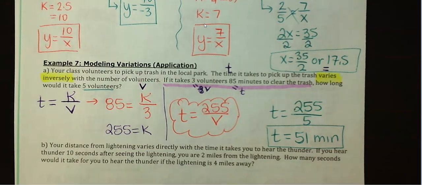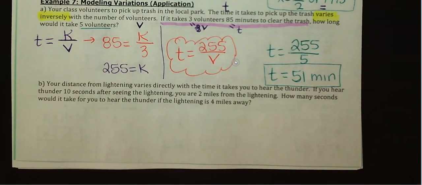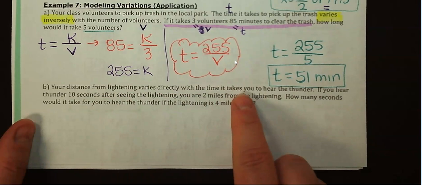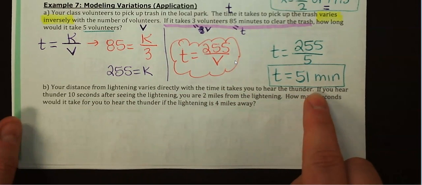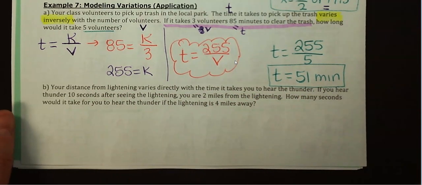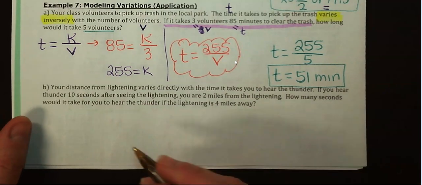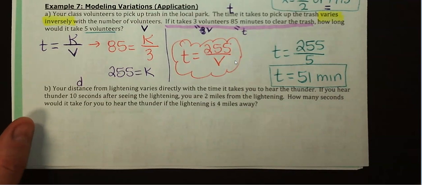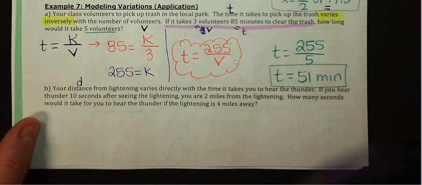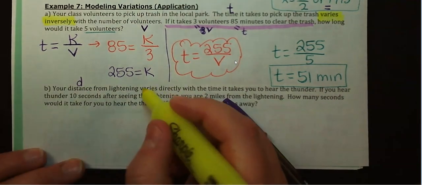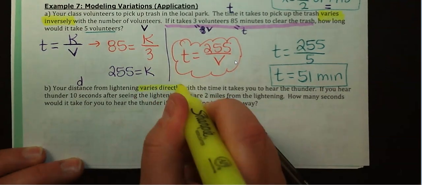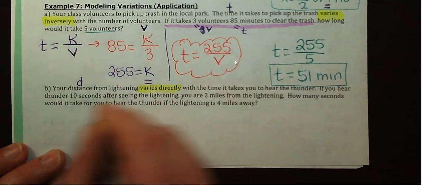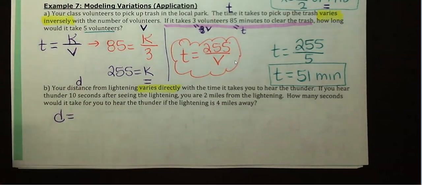Now the last one is not an inverse. The last one's direct. Okay, so this says your distance from lightning varies directly with the time it takes you to hear the thunder. And you can use whatever letters you want. If you want to use X and Y, you can. But I'm going to say your distance from the lightning, I'll just use D. And then the word varies is going to translate just into an equal sign. So the distance varies. So I'm going to write D equals.